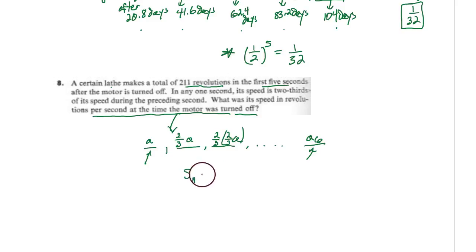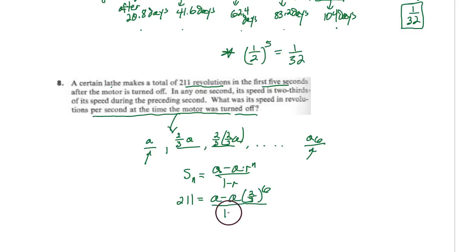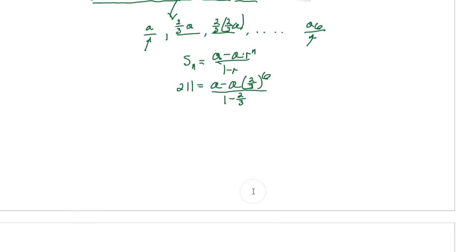Let's use our formula. S sub n equals a minus a times r to the n, divided by 1 minus r. And for S sub n, fill in the 211. We don't know the value of a. We do know that r is 2/3, and that n is 6. And then 1 minus 2/3. Now let's do some algebra on this. We have 211 is equal to a minus a times 2 to the 6th power, which is 64, and 3 to the 6th power is 729. This is all over 1/3.